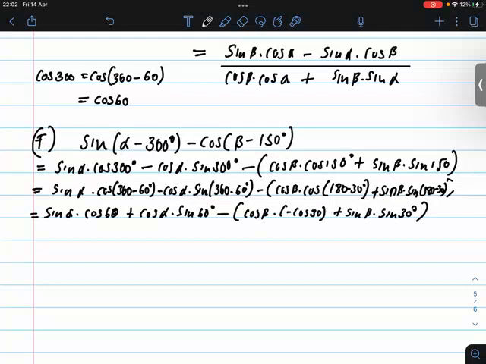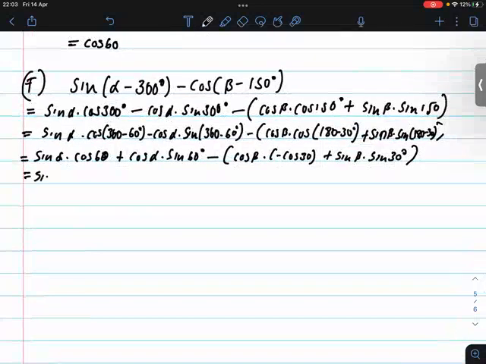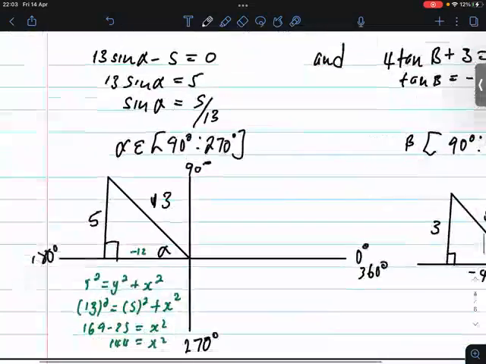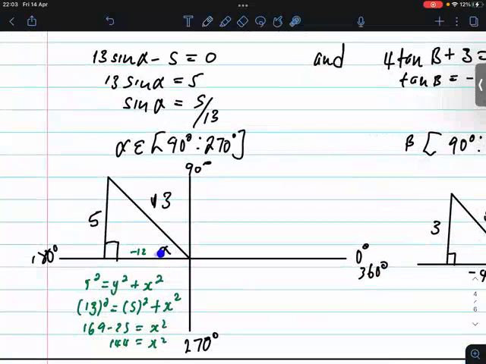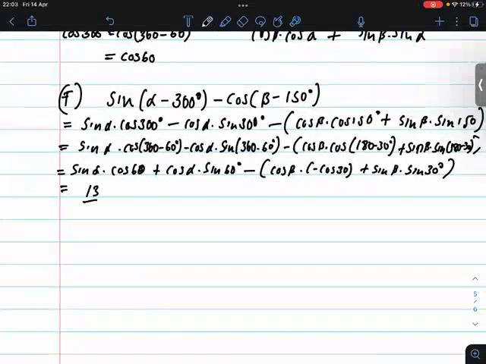Yes, sir. But sir, can I please just write this down? Okay, yes. Now, this then becomes sine alpha. Let's just take the sine alpha from the two graphs. Remember, sine alpha was what? Opposite over hypotenuse, which is 5 over 13. I said 3, no, 5 over 13.